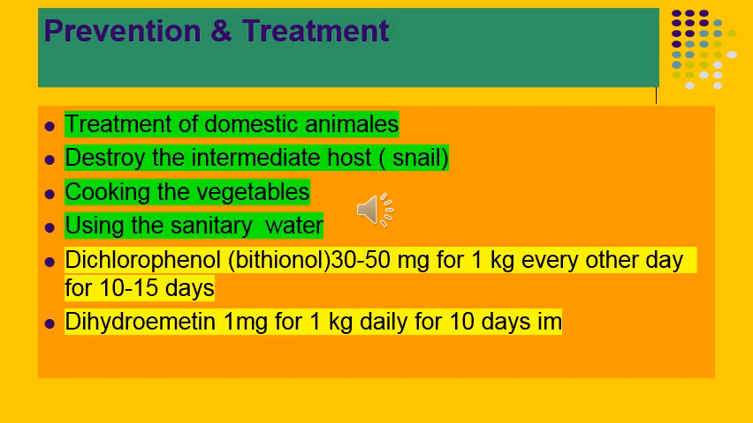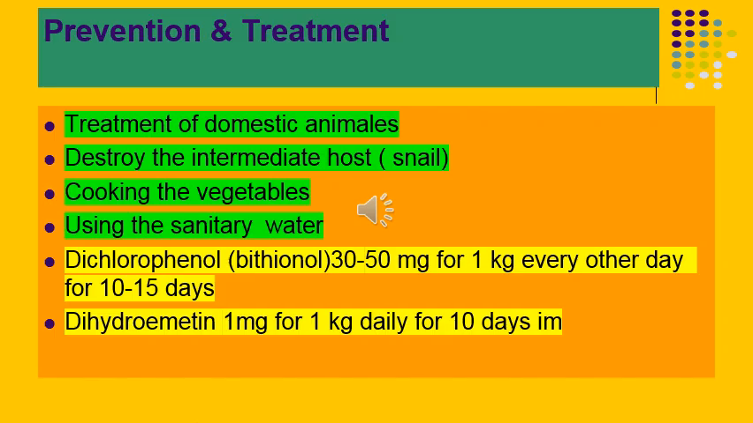For prevention and treatment, what should we do? Treatment of domestic animals is one of the best ways for decreasing the infection in the environment, destroying the intermediate host or snails, cooking the vegetables, using sanitary water, and after that, if the prevention doesn't work completely and we have the infection in human, we have to treat it.